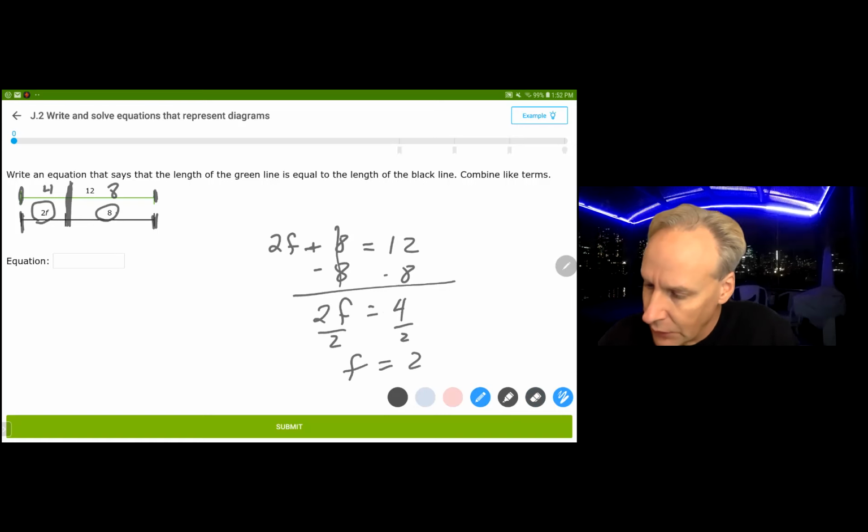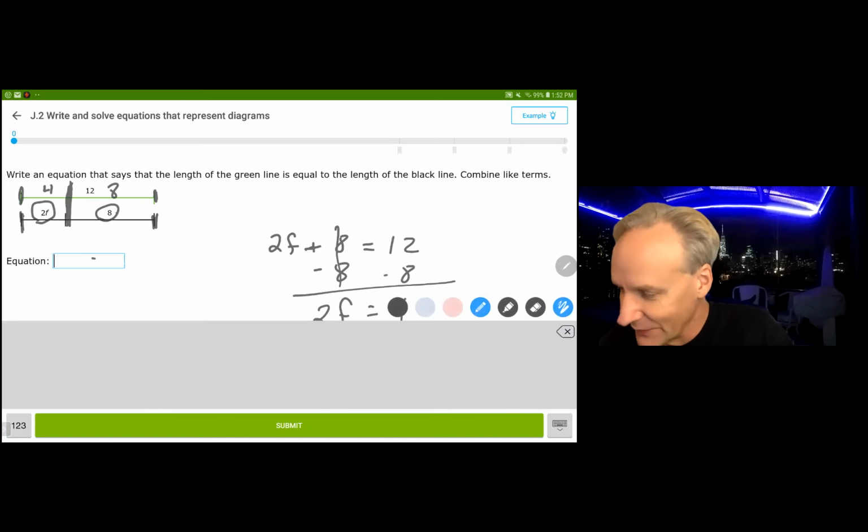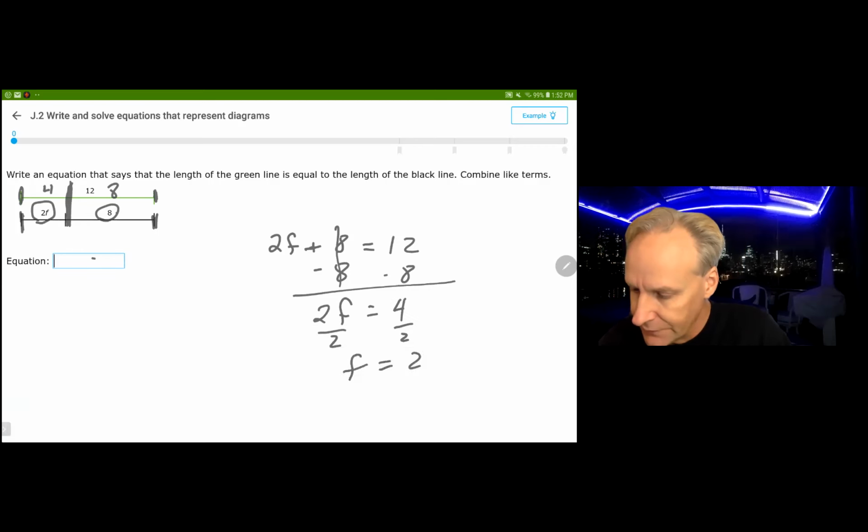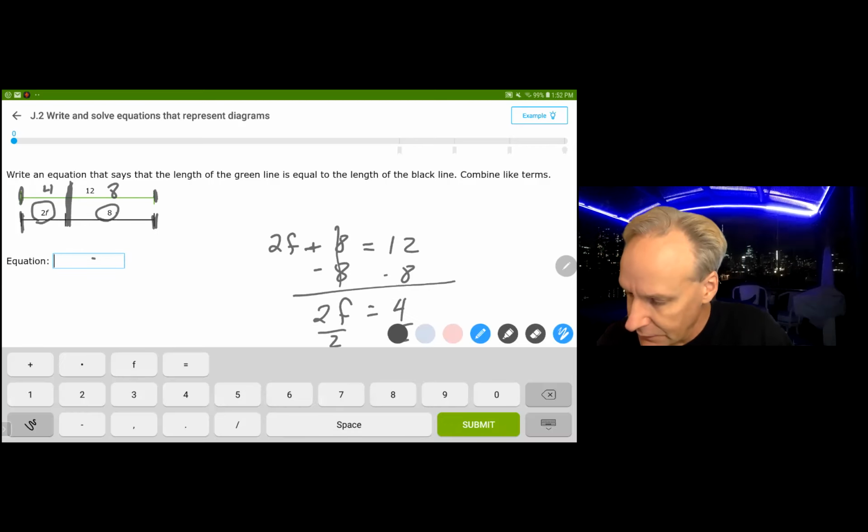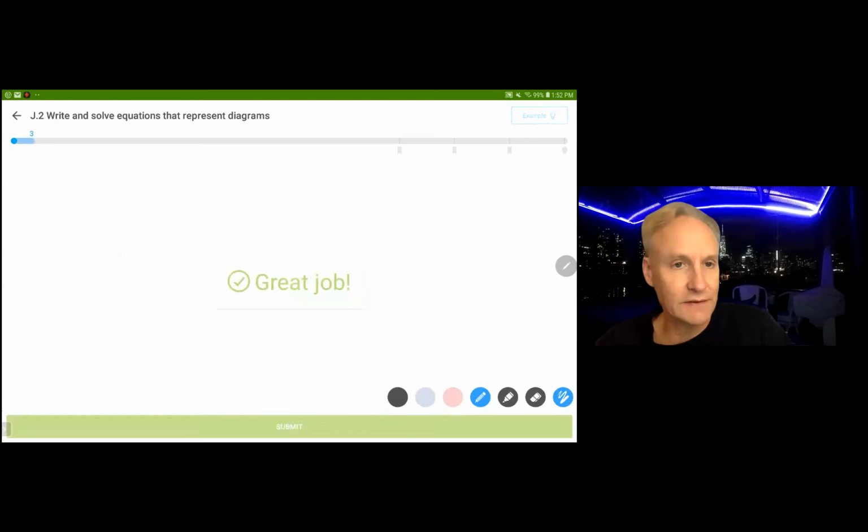And so, oh, we're supposed to write the equation. I guess I got to read directions on occasion. So here we go. It is 2f plus 8 equals 12. Helps if I actually read the directions, doesn't it? Sorry about that.